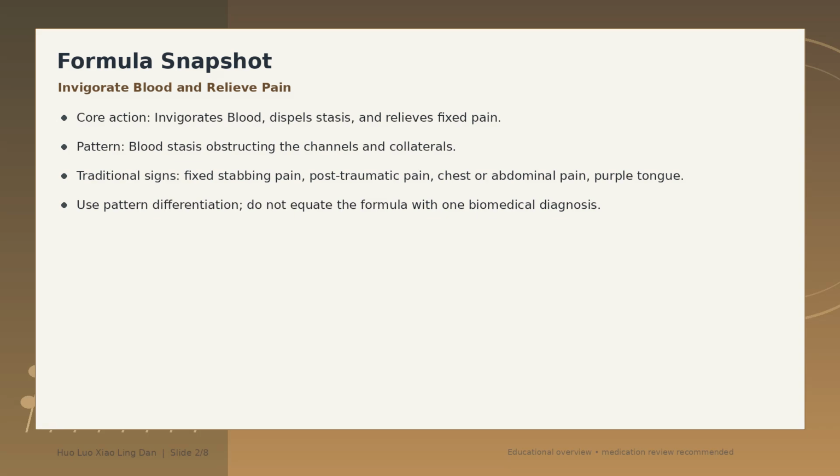Typical clues include fixed stabbing pain, post-traumatic pain, chest or abdominal pain, purple tongue, choppy pulse, tenderness. These findings are not all required, and the same biomedical diagnosis can present with different Chinese medicine patterns. Conversely, these traditional signs can arise from multiple biomedical conditions. That is why pattern differentiation and conventional red flag screening should occur together.